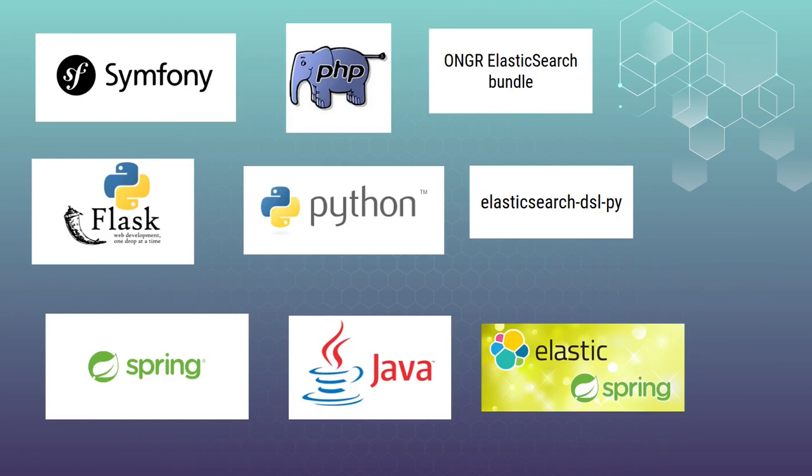You will find 3 subsections. The first one would be the Symfony framework for PHP, and we will use the ONGR Elasticsearch bundle for integration with the Elasticsearch engine. The second one would be a Python plus Flask combination using the Elasticsearch DSL Python library. And the third subsection would be devoted to Spring plus Spring Elasticsearch data integration, using the Java programming language as an example. Hope that such variety will allow you to find your favorite stack.